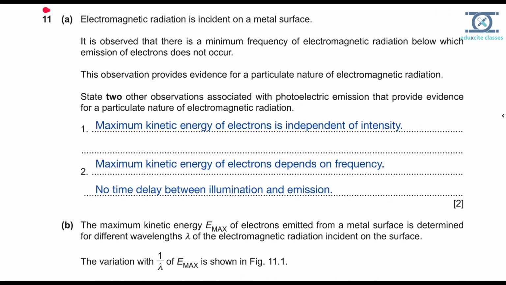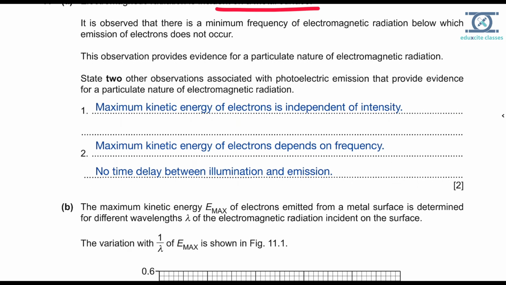Now question number 11. Electromagnetic radiation is incident on a metal surface. It is observed there is a minimum frequency of the electromagnetic radiation below which emission of the electron does not occur. That is the photoelectric effect that we have studied. This observation provides evidence for a particulate nature of electromagnetic radiation, that is the particle nature of waves. State 2 other observations associated with photoelectric emission that provide evidence for the same.